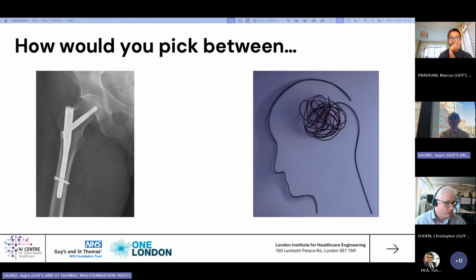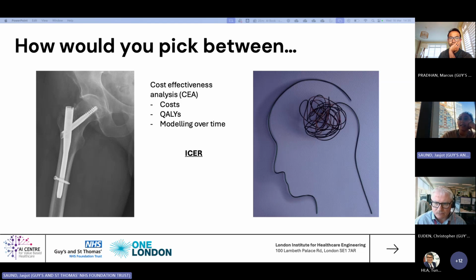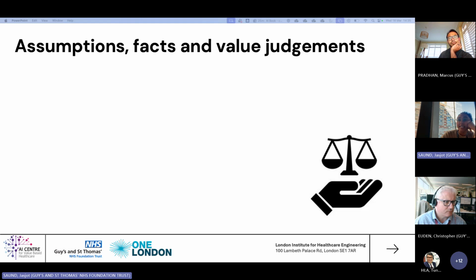Okay, so I hope this question might be a little bit easier now. How would you pick between these two different interventions with completely different costs and outcomes? From a health economics perspective, as I said, this makes up only an element of the decision-making process, but according to NICE and their technology assessments, this is one of the biggest and most important parts that they assess technologies or interventions on. But as I said, there's a lot of assumptions, some facts, and again, lots of value judgments.